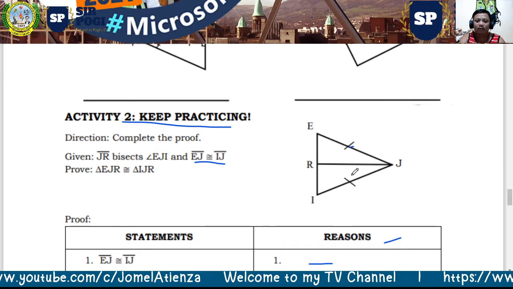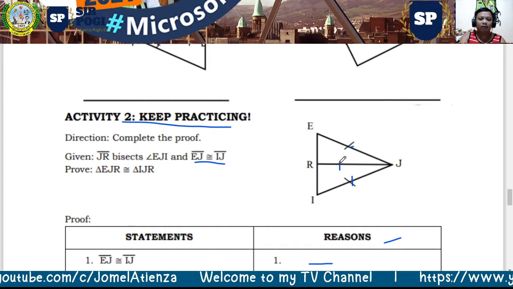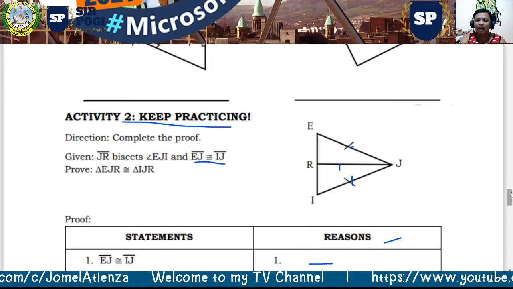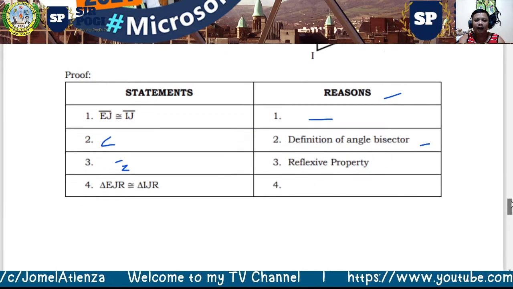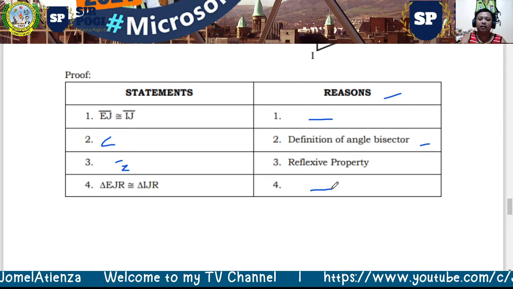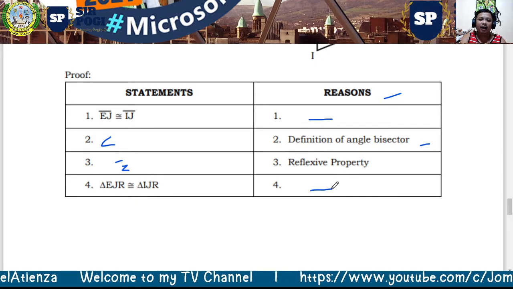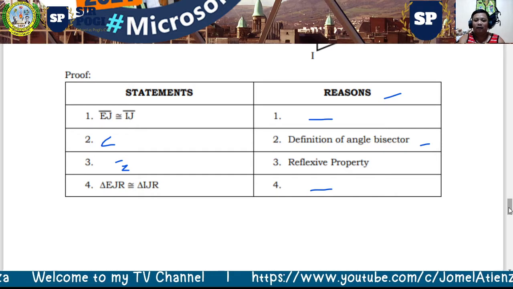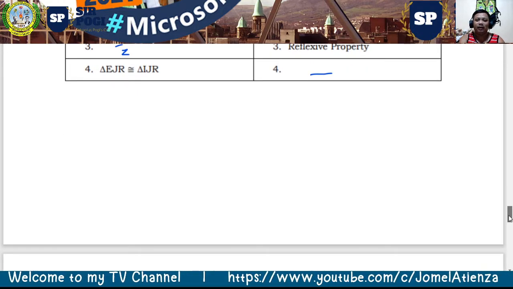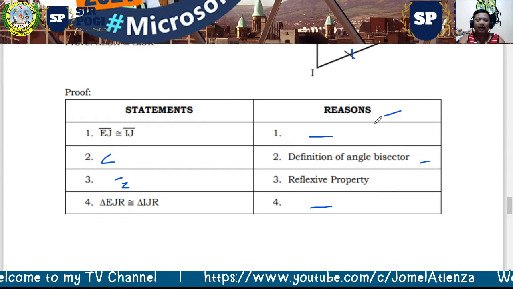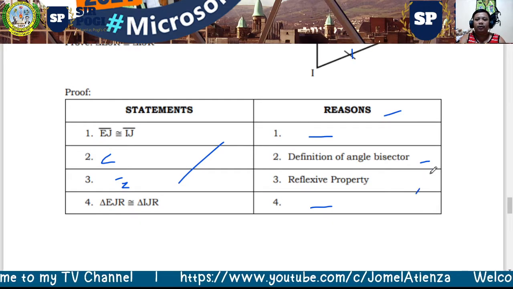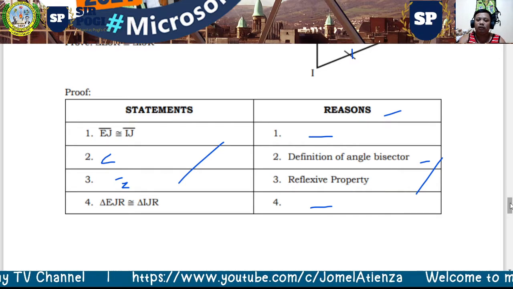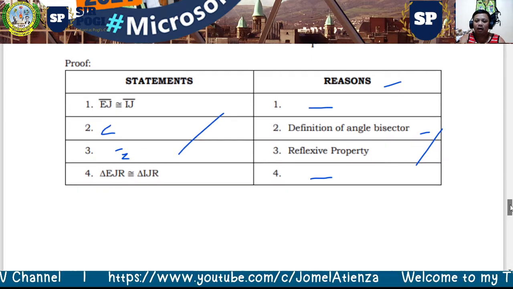We already have this and this. Then this side, we can say that because of the reflexive property. So what could be the reason here? It's either ASA, SAS, or SSS postulates, based on our statements and reasons. There should always be a flow; our proving should be continuous.